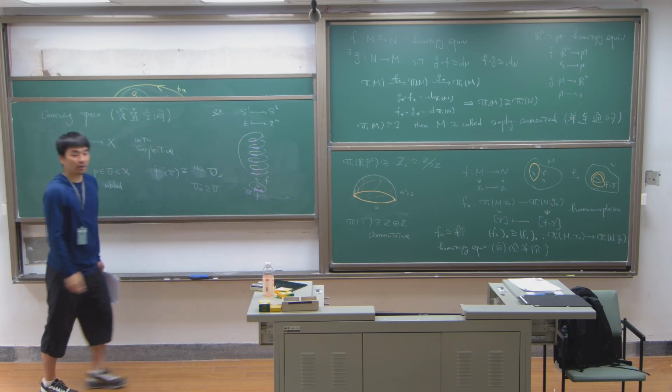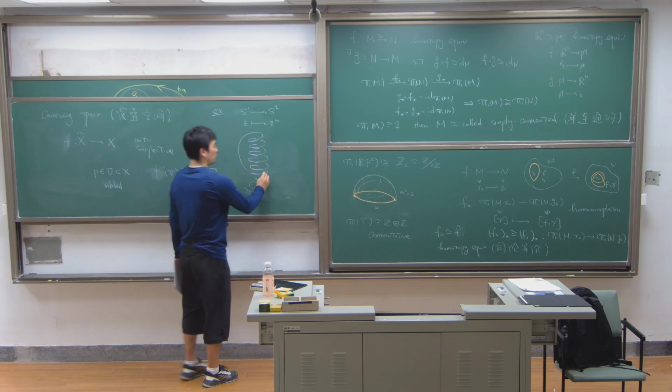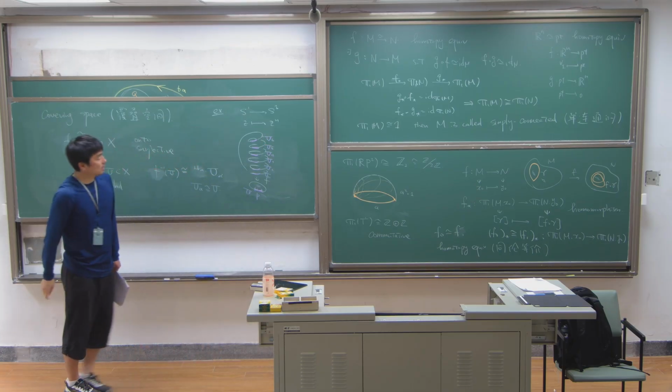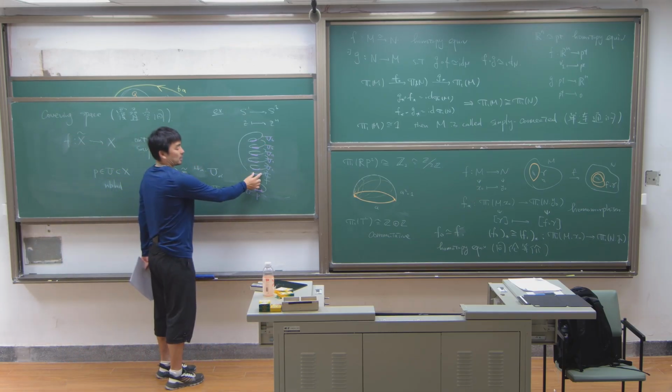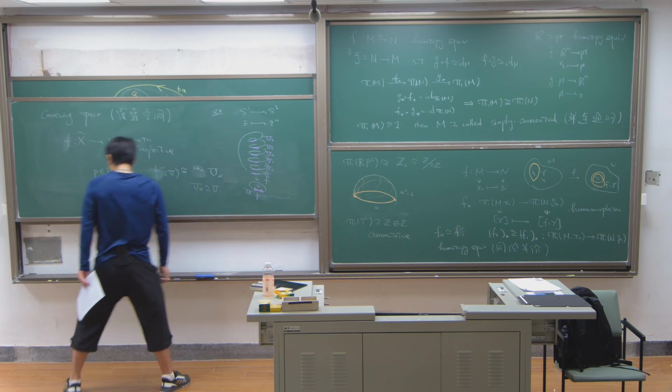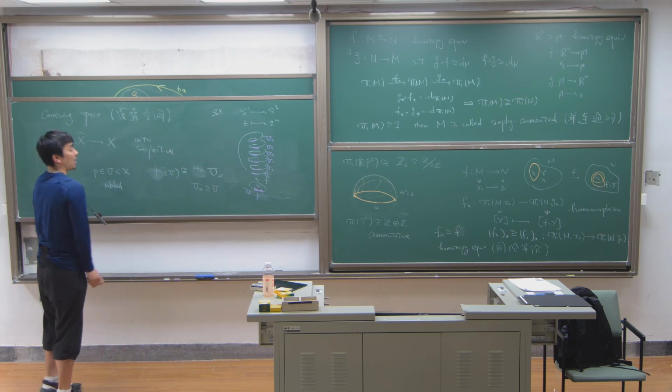So let's say U1, U2, U3, U4, U5, U6, and so on. Each copy is homeomorphic to the original one. Is that okay? Yes. So that's the covering space.